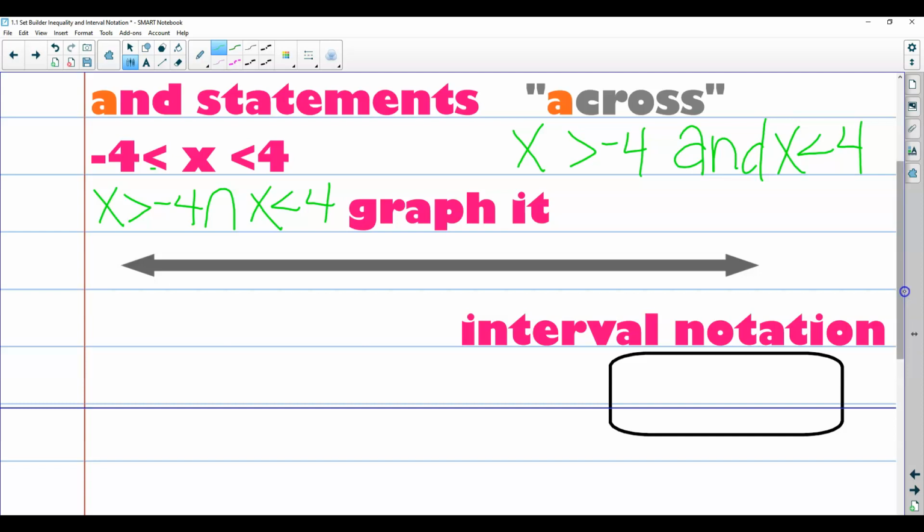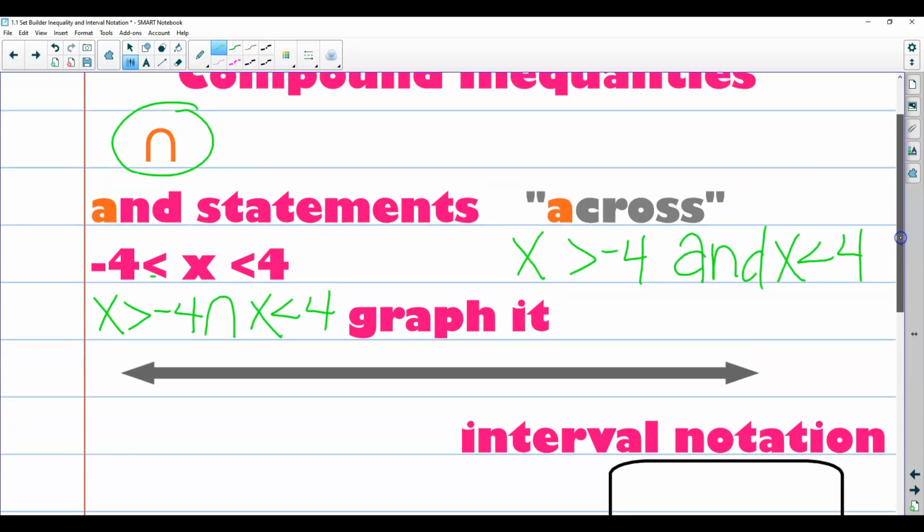So I don't know if you guys noticed or not, but up here I wrote the word across. Notice it starts with the letter A, like and. The shading has to go across on each other. Like one's going that way, the other one's going across on top of it. It has to overlap. So what this is saying, whatever problem I was working on, I only need numbers that are greater than -4 and less than 4.